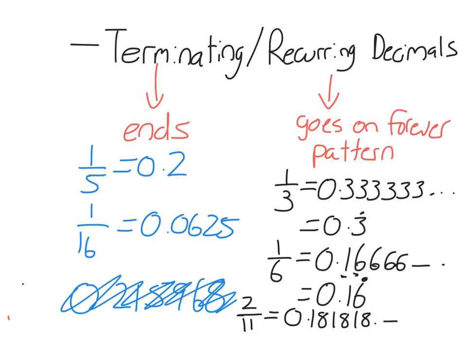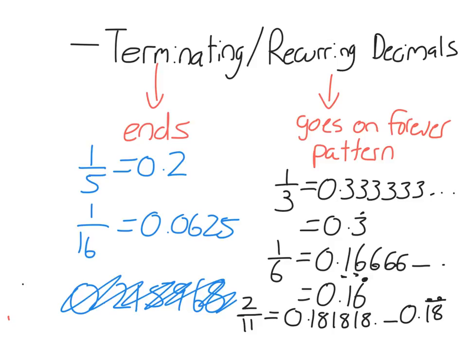There's a pattern. Every odd number digit after the decimal point, so the 1st, 3rd, 5th, 7th, etc., is a 1, and the 2nd, 4th, 6th, 8th, etc. place after the decimal point is an 8. So we write that like this. Because the 1 and the 8 are both recurring, they both get a dot, or you can just put a dash over them, either way. So that's terminating and recurring decimals.